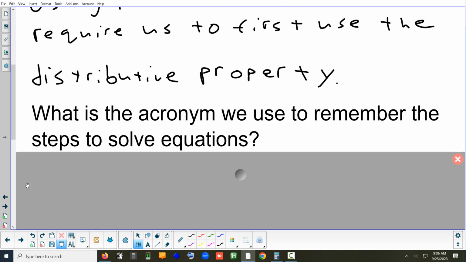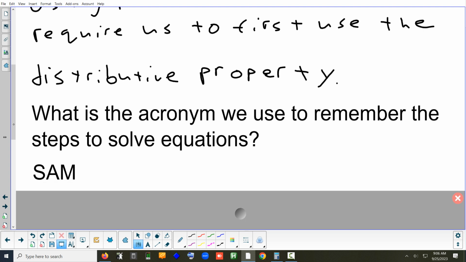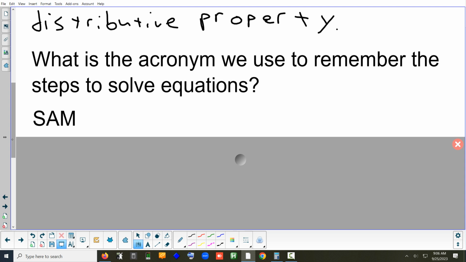All right, what was that word that I need you guys to remember how to solve equations? It's not PEMDAS. That's what you use when you're solving or simplifying numbers, like arithmetic. This one's a little different. Yes, SAM. So we'll write it again on the guided notes, but does anyone remember what the S stood for in SAM? Not subtract. That's adding and subtracting. It's going to be the last thing we do.